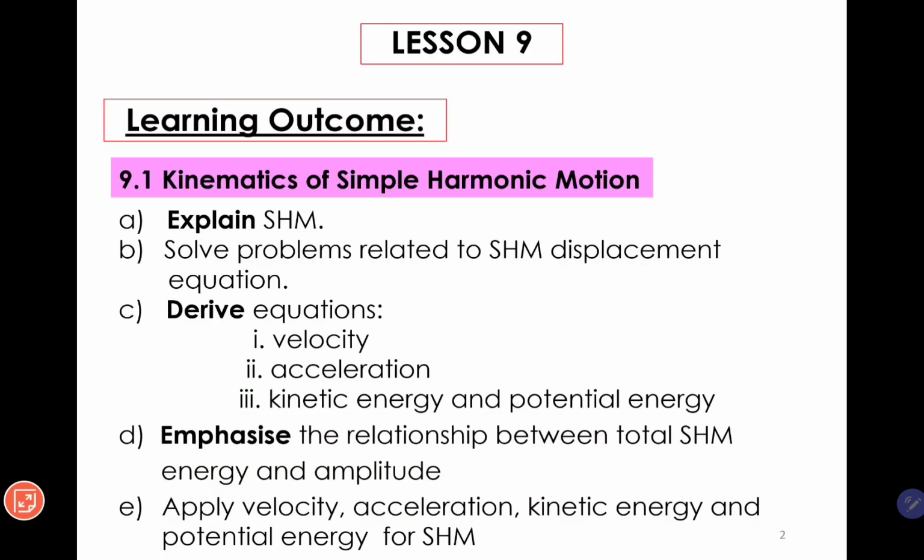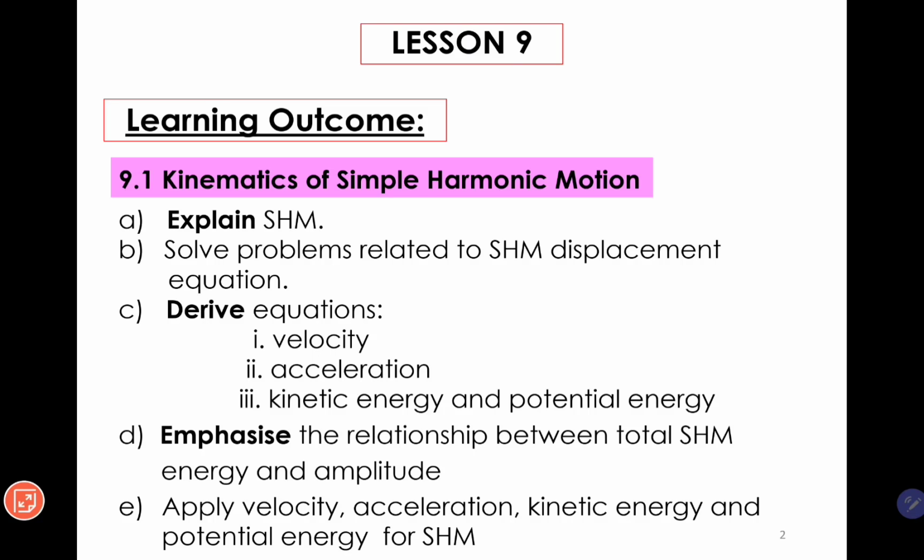So for 9.1, which is under kinematics of simple harmonic motion, from the learning outcomes, students should be able to explain what is simple harmonic motion and then solve problems related to simple harmonic motion displacement equation. Also derive an equation for velocity, acceleration, kinetic energy, and potential energy. Also emphasize the relationship between total simple harmonic motion energy and amplitude, and lastly apply velocity, acceleration, kinetic energy and potential energy for simple harmonic motion.